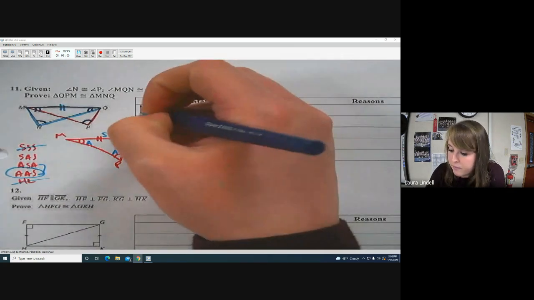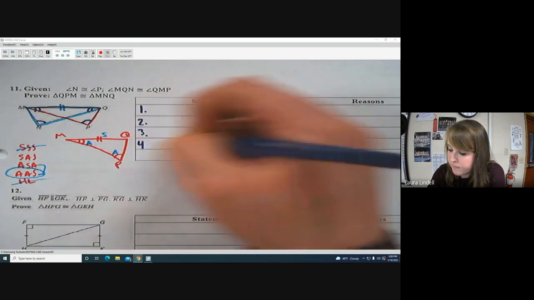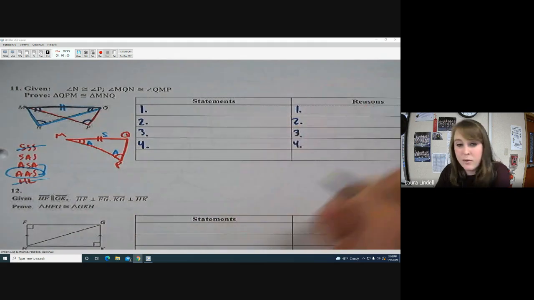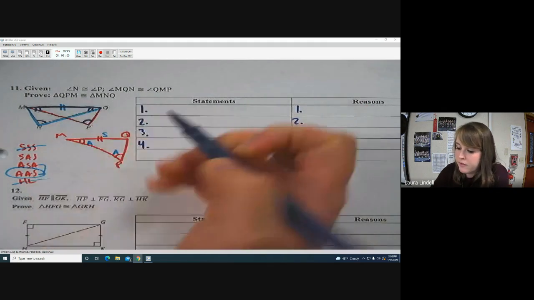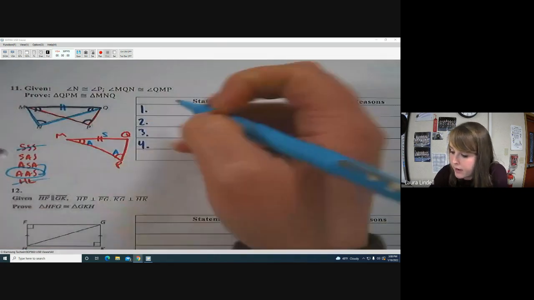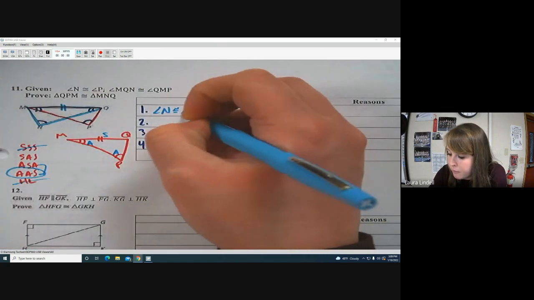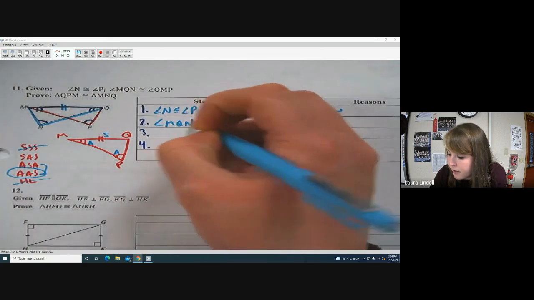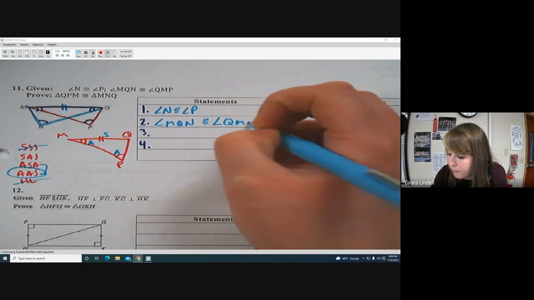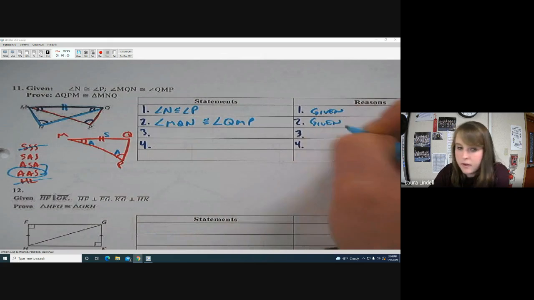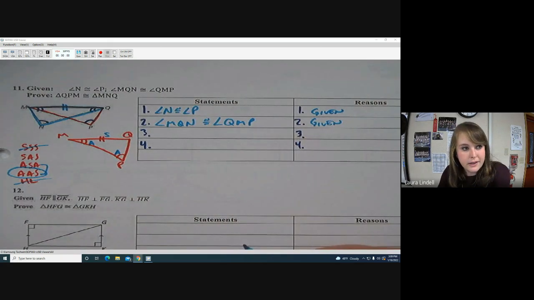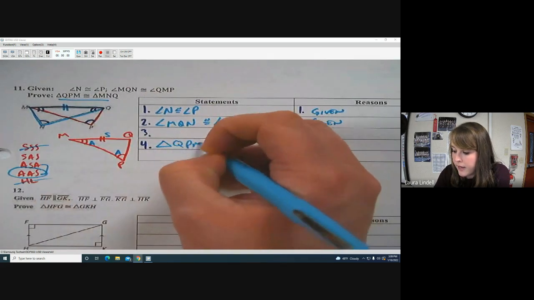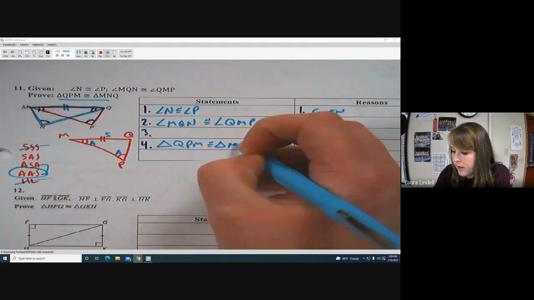This proof is going to have four steps. And we always start our proofs with the givens. So I'm going to put these two into my proof. We've got angle N is congruent to angle P, and angle MQN is congruent to angle QMP. Then we can go ahead and put in the last step. The thing we're trying to prove always goes as our last step. So we should have triangle QPM congruent to triangle MNQ.